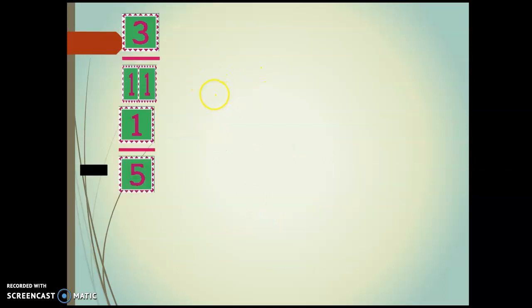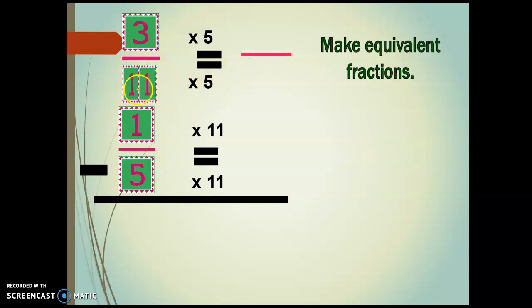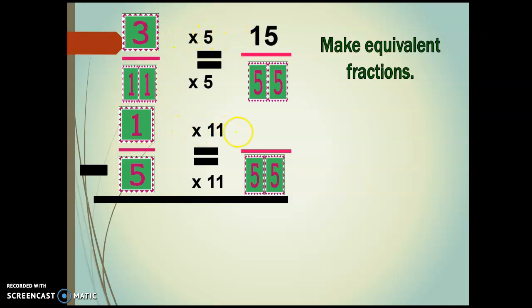Okay, 3/11 minus 1/5. So what should we multiply with 11 to make it 55? It's 5. How about 5 to make it 55? It's 11, correct. So 5 above and then 11 here. Then to check if they have the same denominator, 11 times 5, it's 55, and 5 times 11, 55. 3 times 5, it's 15. 1 times 11, obviously it's 11.